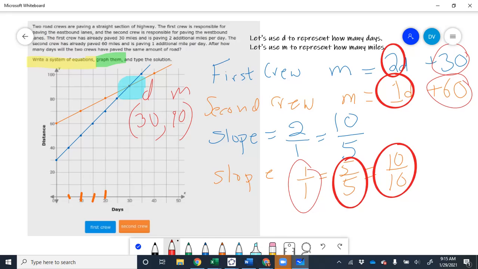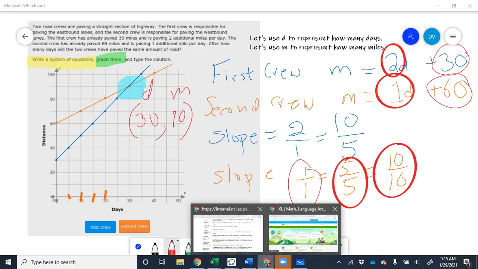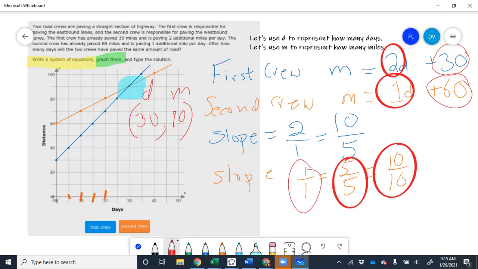Let's see, what did they ask? Right up here, it says, after how many days? Well, they had the same amount. See right there, it says how many days? So the answer is after 30 days is how many days it would take for them to have paved the same amount of road. In other words, the answer is 30 days.